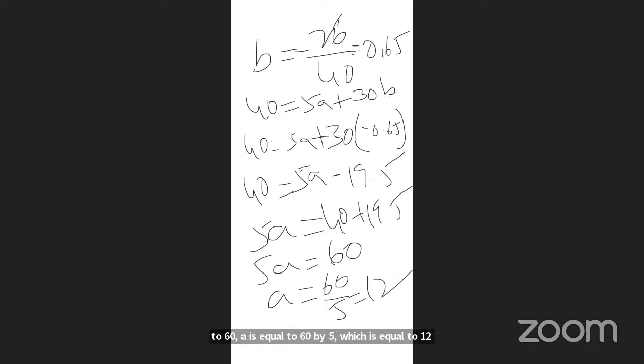I have rounded off 19.5 to 20. So 40 plus 20 is 60. 5A is equal to 60, so A is equal to 60 by 5, which is equal to 12. Okay? Followed?